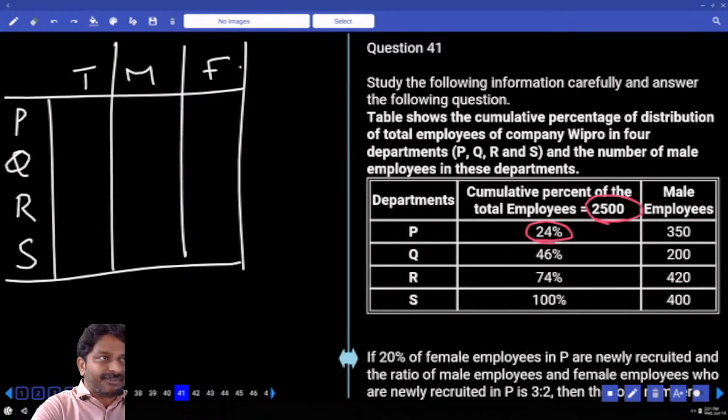24% of 2500. What is 1%? 25. 4 25s is 100. How many 4s are here? 6 4s. That means 600 only. Cumulative.